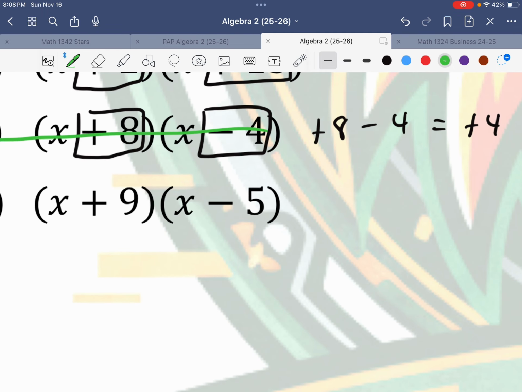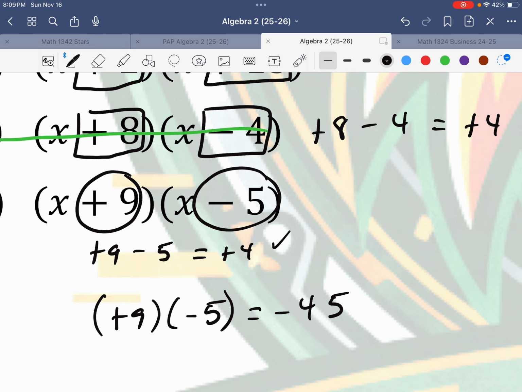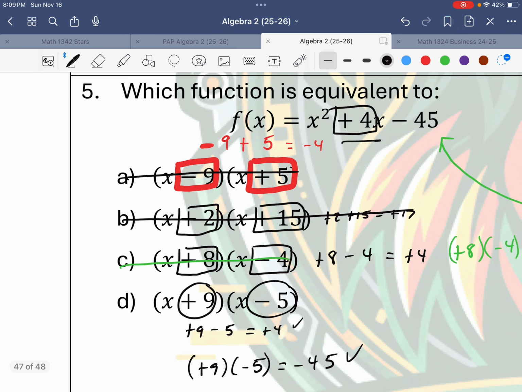So letter D better work, if not, we did something wrong. A positive 9 and a -5. If you add those numbers together, 9 minus 5, that's a positive 4. That's what I need, yes. And if I multiply a positive 9 and a -5, it does give me -45, which is what I need. I needed a positive 4 when I add and a -45 when I multiply them. So yeah, letter D is correct.